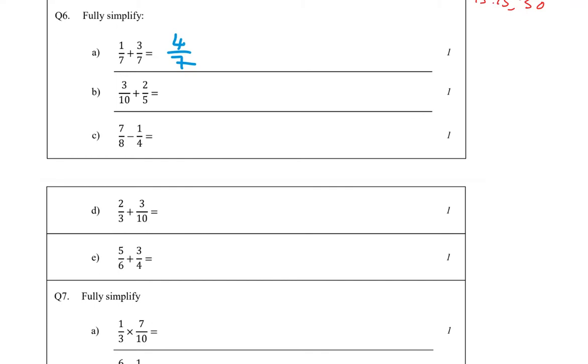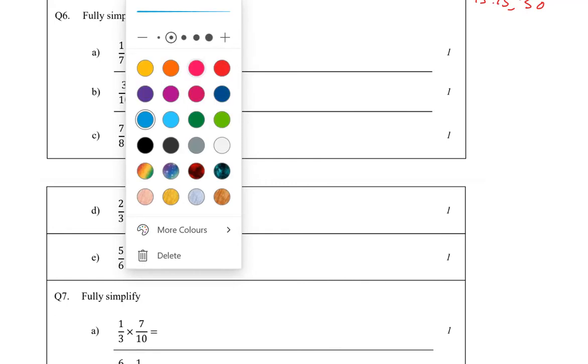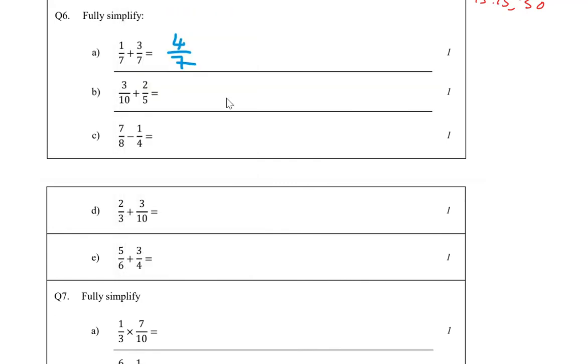Here we have unlike fractions, so we must ask ourselves what the lowest common multiple, the LCM of 10 and 5 is. Well, I'm hoping you can recognise that that is 10. So we've got 3 over 10 plus 4 over 10 is equal to 7 over 10.